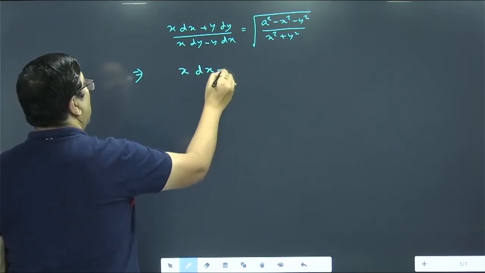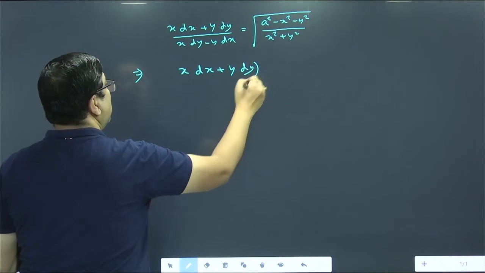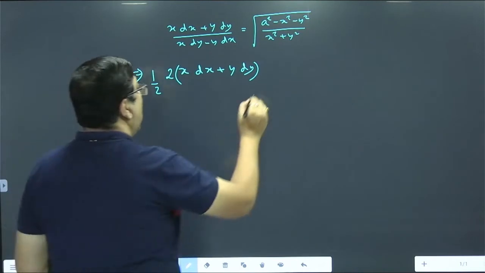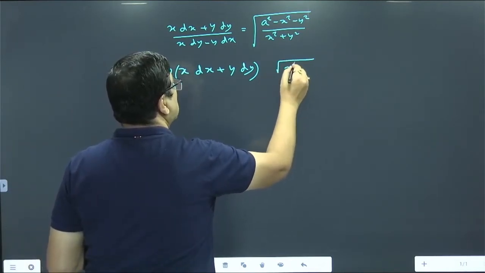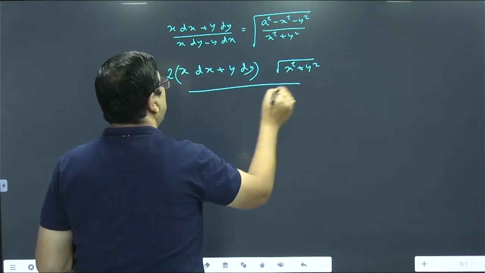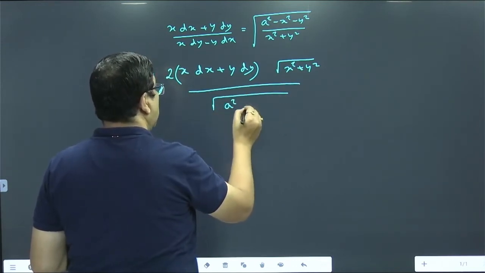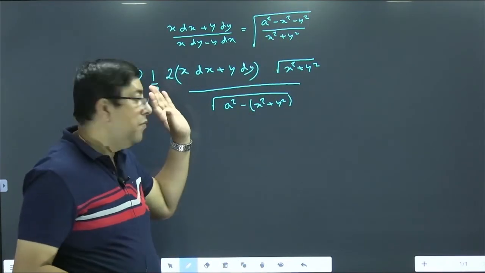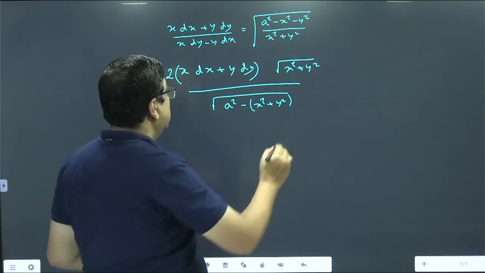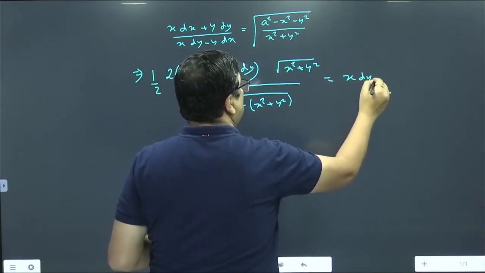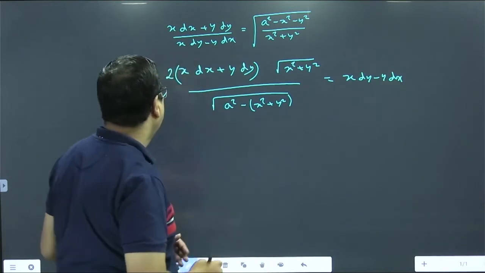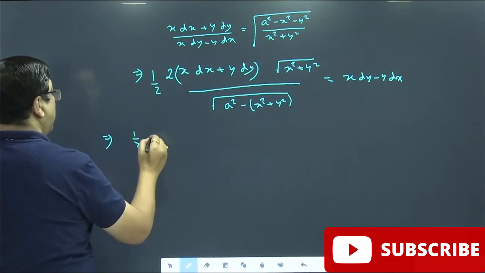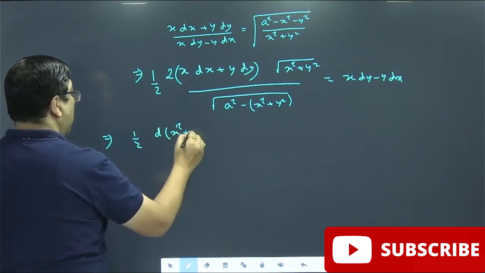x dx plus y dy. So I can multiply here by 2 and balance by half. I am taking this root over x square plus y square and dividing by root over a square minus x square plus y square. It means this total right hand side I am taking to the left hand side and this to the right hand side. We are getting x dy minus y dx. So half d of x square plus y square.